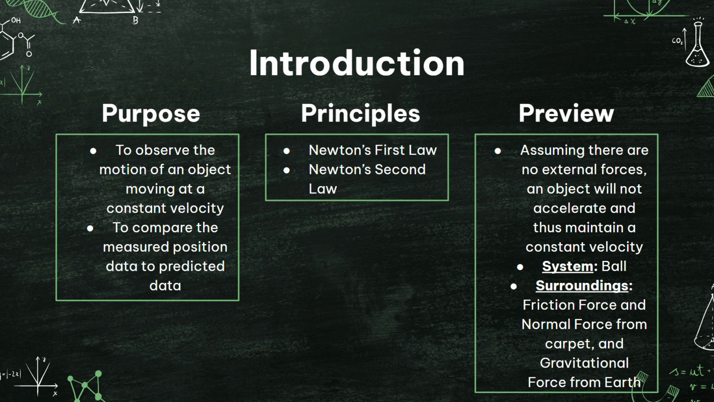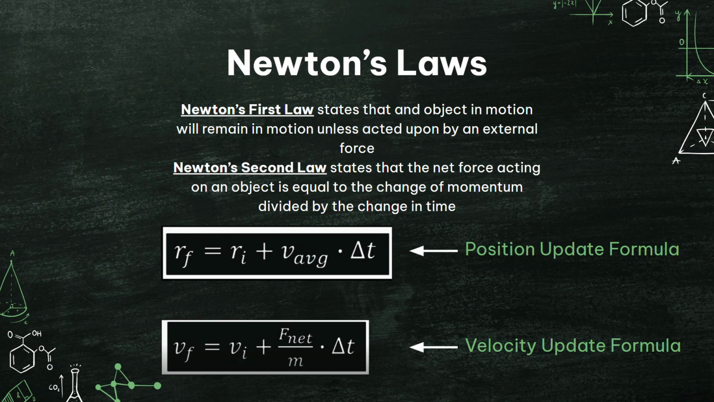The system in this experiment is the ball, and the surroundings are the friction and normal force from the carpet and the gravitational force from the earth. Newton's first law states that an object in motion will remain in motion unless acted upon by an external force. So in this experiment, we should see that the ball will keep moving after I push it since there's nothing to slow it down.